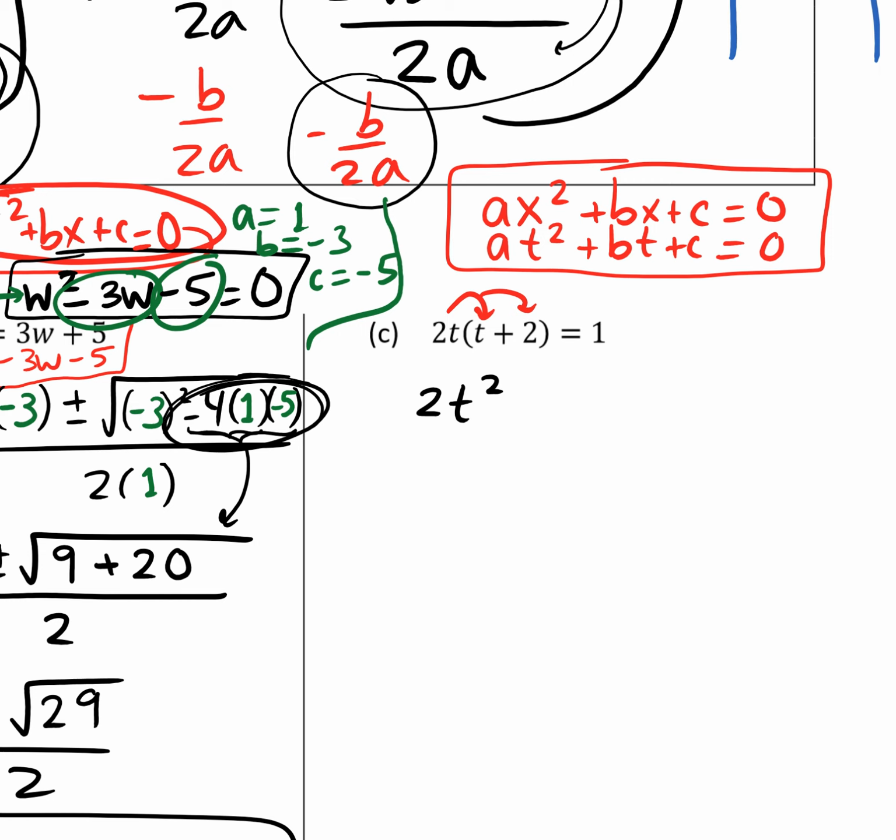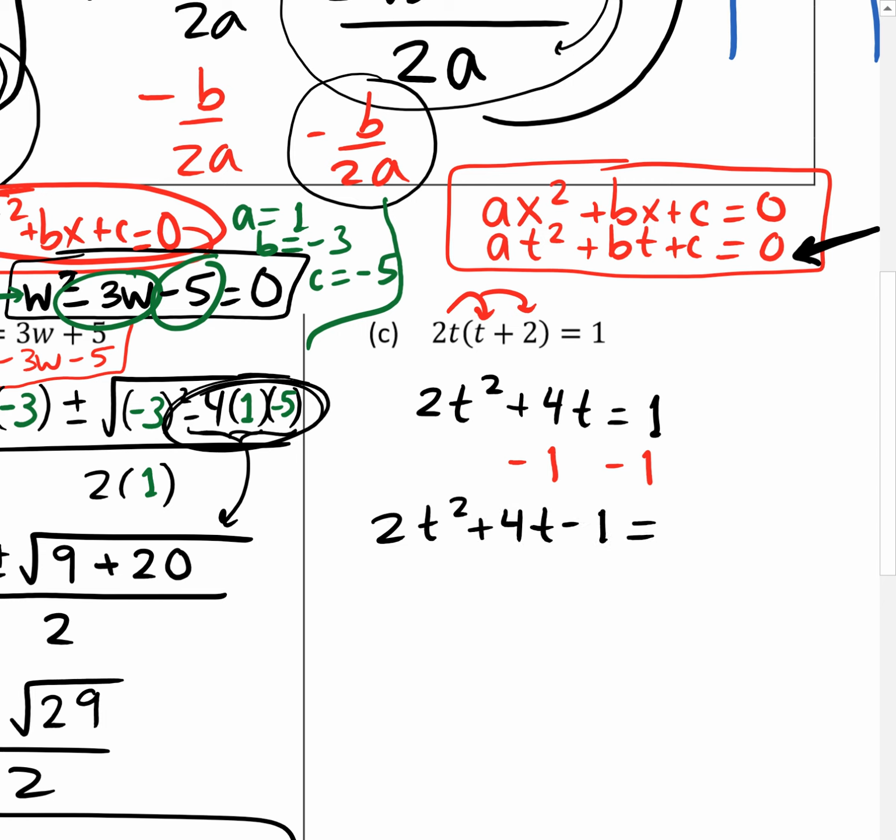If I distribute the 2t, that'll be 2t squared plus 4t equals 1. And it's getting closer, it's just that I need everything on one side and a 0 on the other. So the last thing I need to do to get everything in the right form is move the 1 over. And now it looks right: 2t squared plus 4t minus 1, in descending order of powers, equals 0.